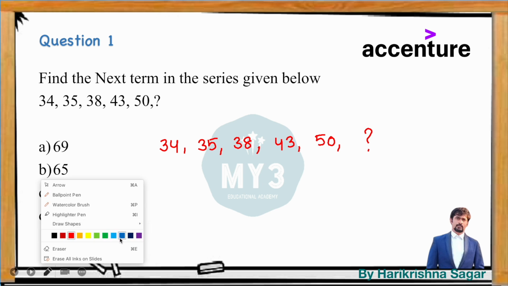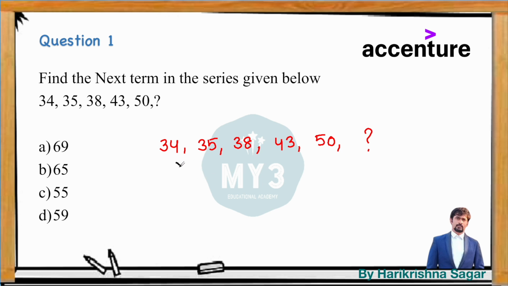As I told you in the previous video, whenever you see any question, first go with the level of difference. So 34 to 35, the difference is 1. And 35 to 38, there is a difference of 3. 38 to 43, there is a difference of 5. 43 to 50, there is a difference of 7. So 50, and what is the next term?